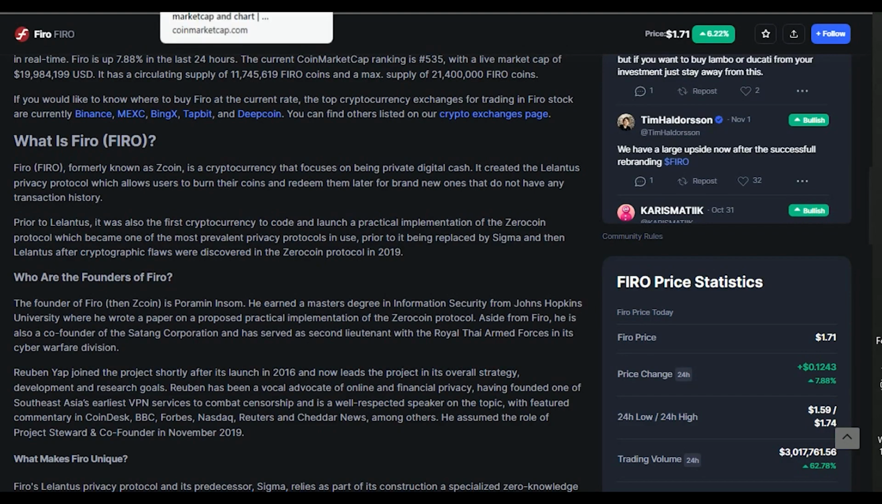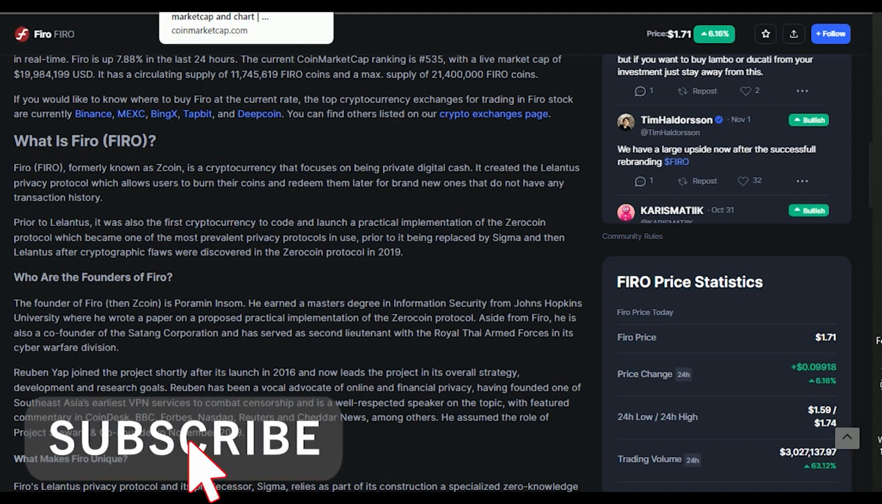So guys, what is the Firo token? The Firo token is formerly known as Zcoin. It is a cryptocurrency that focuses on being private digital cash. It created the Lelantus privacy protocol, which allows users to burn their coins and redeem them later for brand new ones that do not have any transaction history.